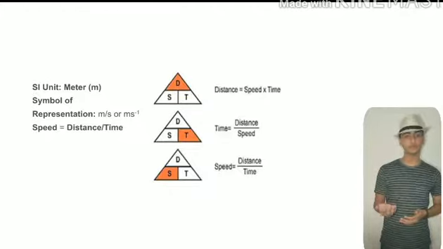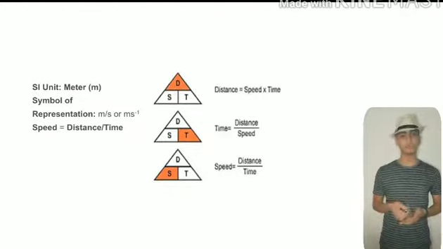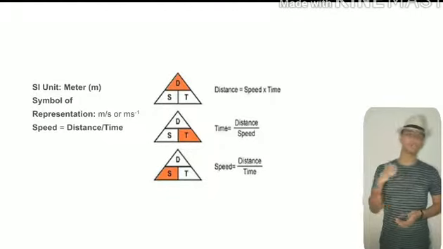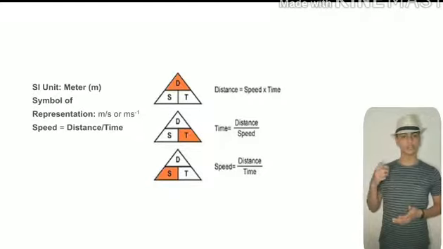And if we want to know the speed, we will get it by distance divided by time. Whereas if we want to know the time, we will get it by distance divided by speed. So you can clearly see this in the figure of the triangle law.